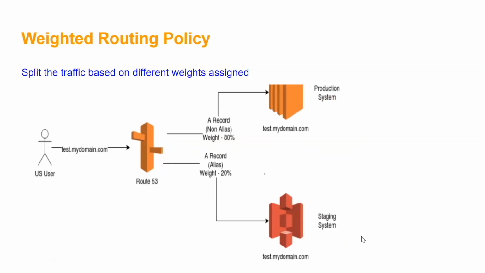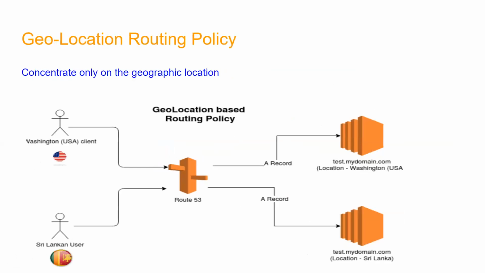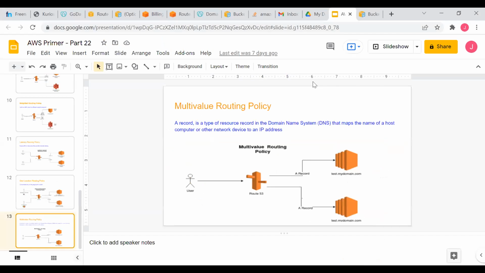Also, you can route the traffic based on weight, latency and geographic location. So based on where the request is coming from, you can route your traffic to that region. And finally, multi-value routing policies. So this is it all about Route 53, guys. Open for questions.